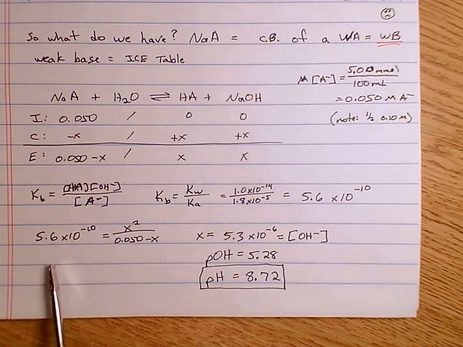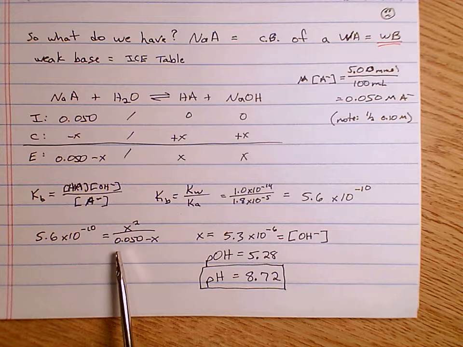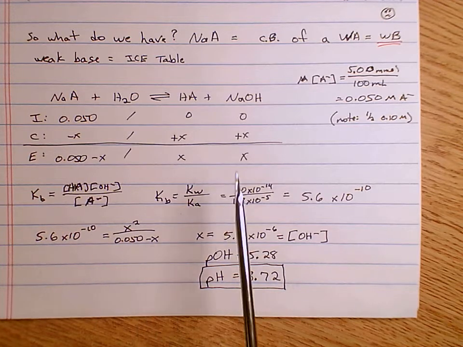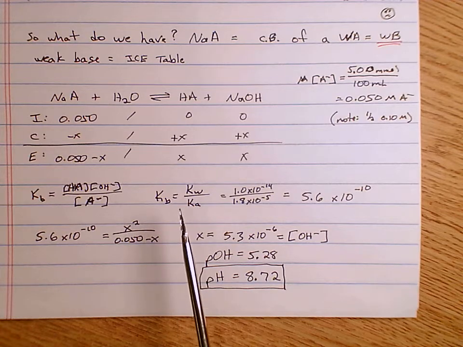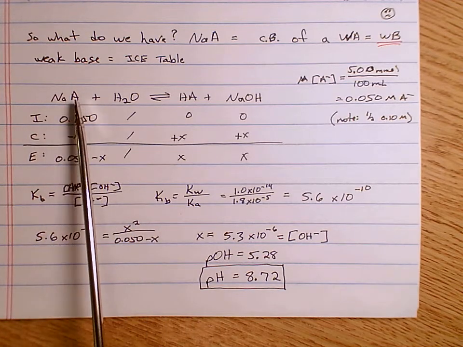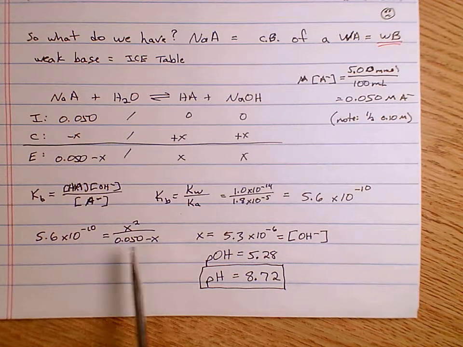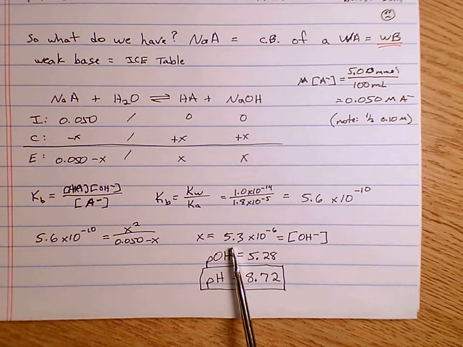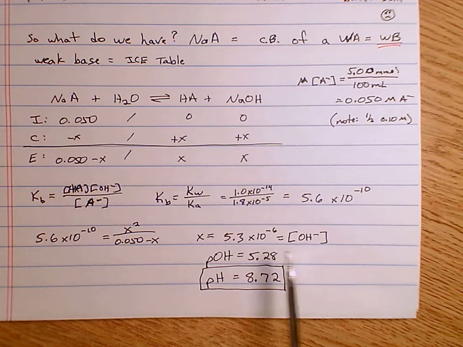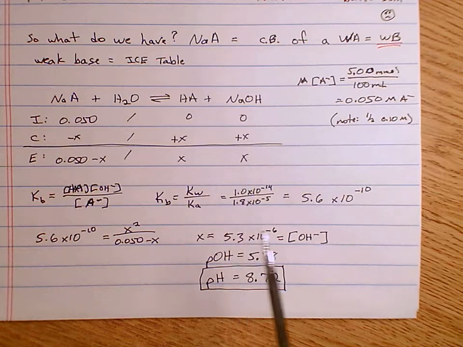So we can plug that in here. 5.6 times 10 to the minus 10 equals x squared over 0.50 minus x. Our HA is x, our NaOH is x, and our NaA that we start with is 0.5 minus x. Can we get rid of this minus x? Oh, you betcha, with a 10 to the minus 10th here. We can definitely get rid of that minus x. We solve, x is 5.3 times 10 to the minus 6. And that's our concentration of sodium hydroxide left over.